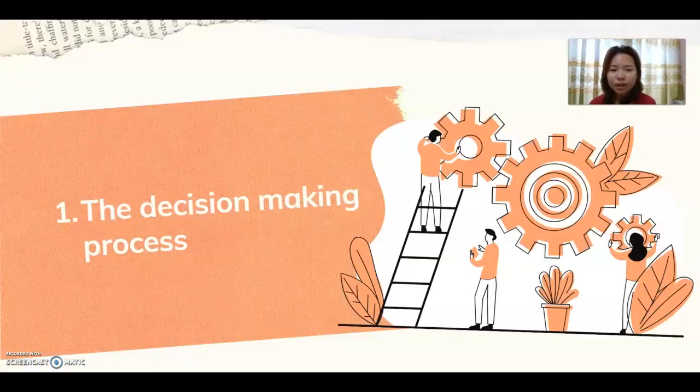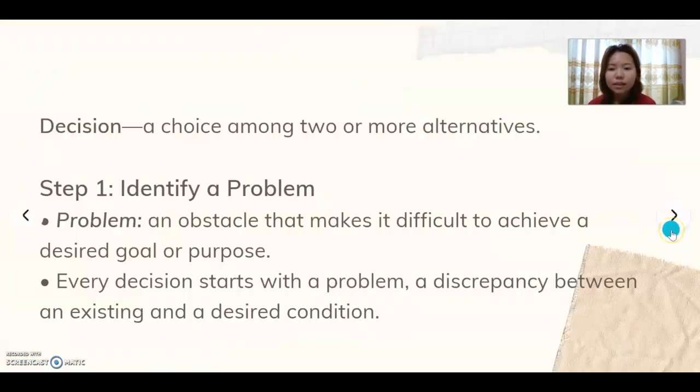My name is Wing, and we are going to jump right into the first part, that is the process of decision making. A decision is a choice among two or more alternatives, so decision making is typically described as choosing among options. However, it is not only choosing but requires a whole process.